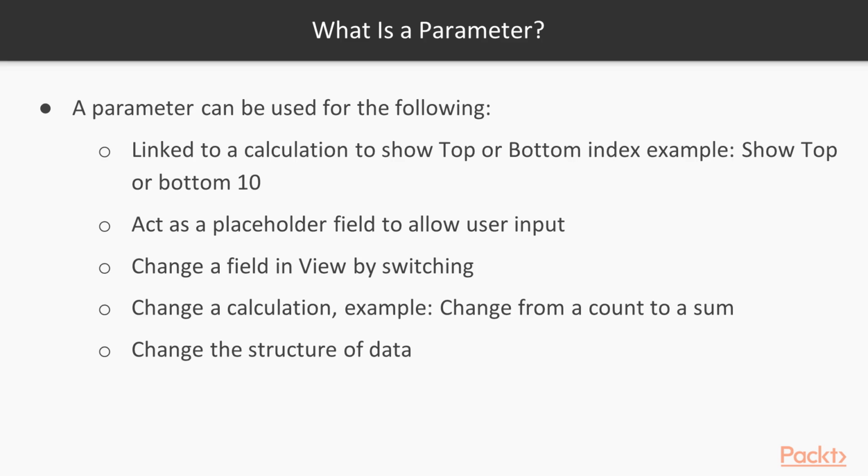A parameter can be used for the following: linked to a calculation to show a top or bottom index, for example, show top or bottom 10. Act as a placeholder field to allow user input. And change a field in view by switching. This is when you use the parameter to allow the user to select a dimension either on the column or the row. Then you've got change a calculation, and we did that in our new business and churn. Change a calculation, for example, change from a count to a sum. And then change the structure of data.